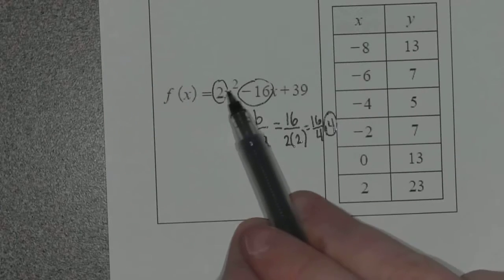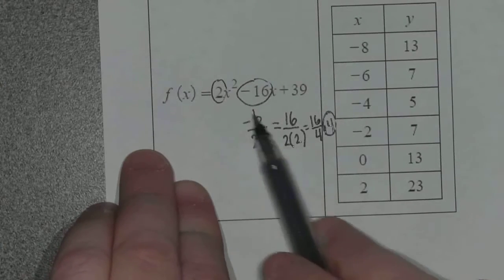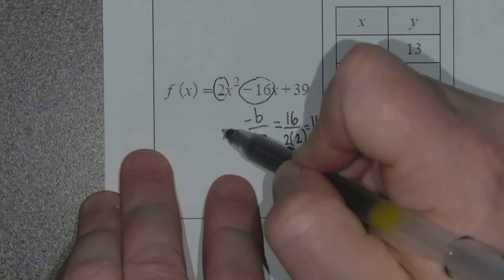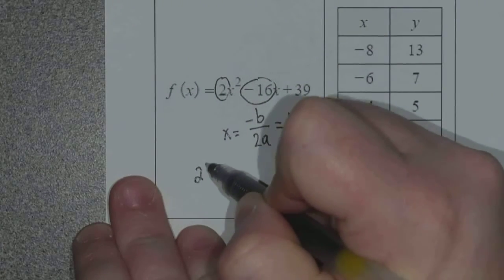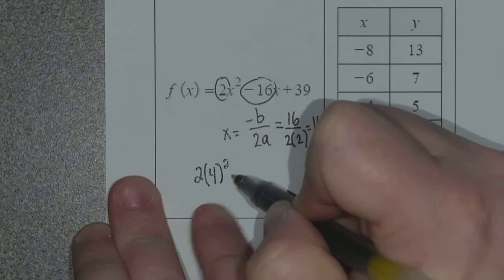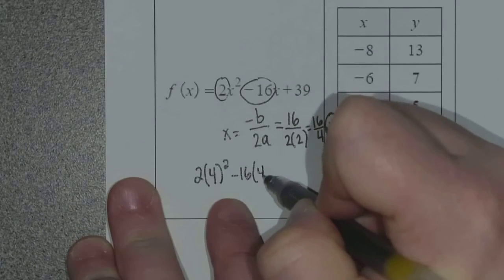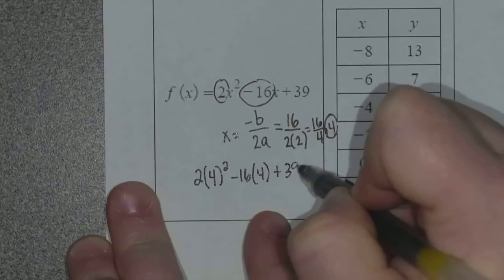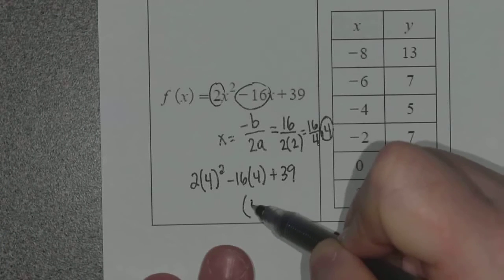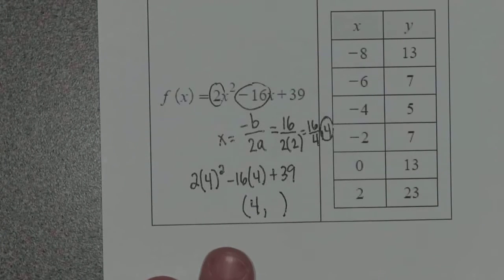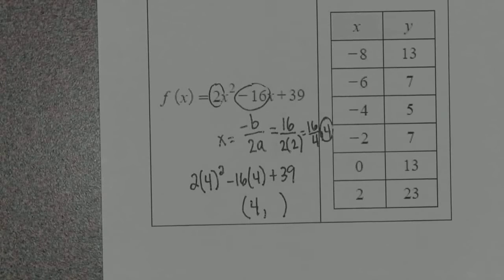Then I'm going to substitute it back in over here because this was my x value. I'm going to substitute it back in to find my y value. So I'm going to have 2 times 4 squared minus 16 times 4 plus 39. And you're just going to punch that in your calculator to find the second part of your ordered pair for your solution. So 4 comma whatever that number is.